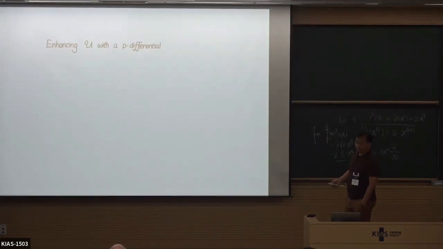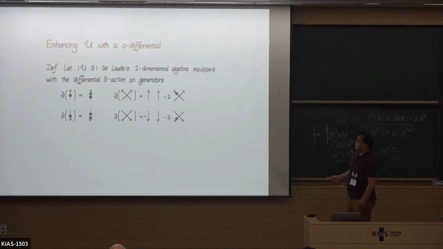All right. So now, combining what Lauda and Khovanov-Lauda have done for the generic categorification case with what we have described for what we need at roots of unity, let's try to enhance this entire picture with the P differential.